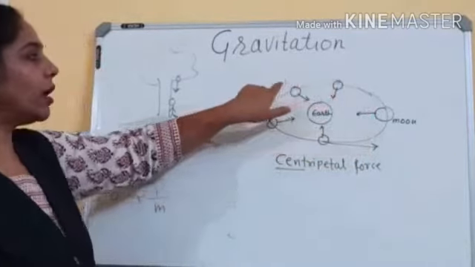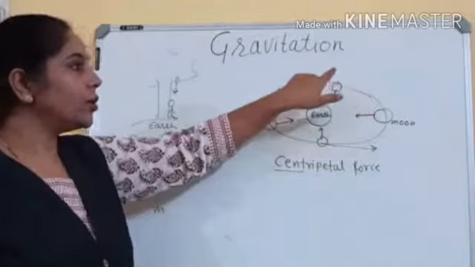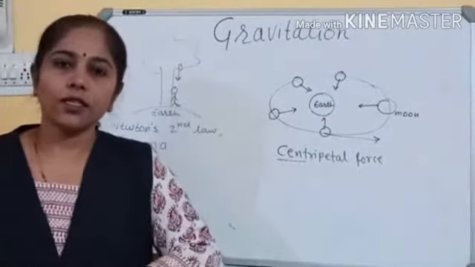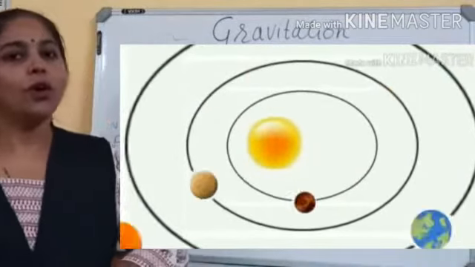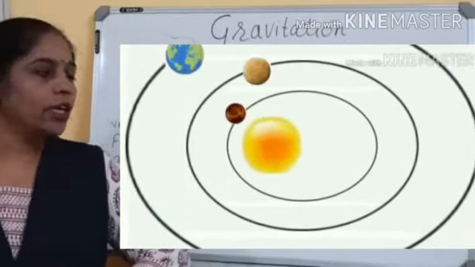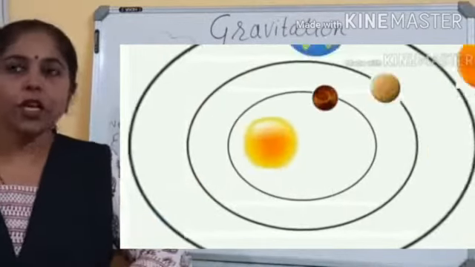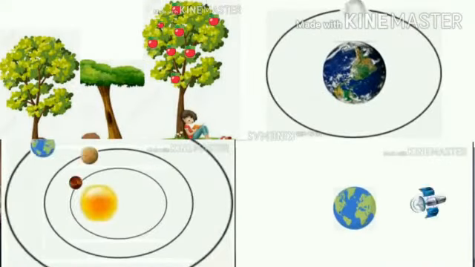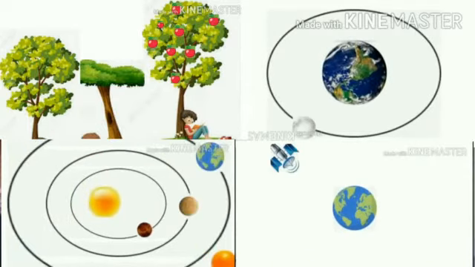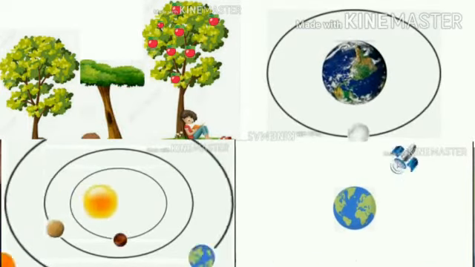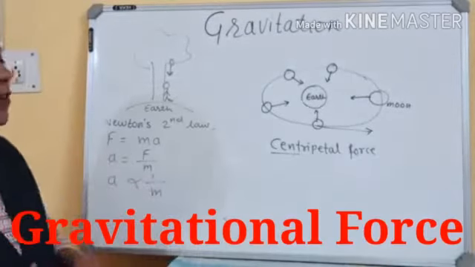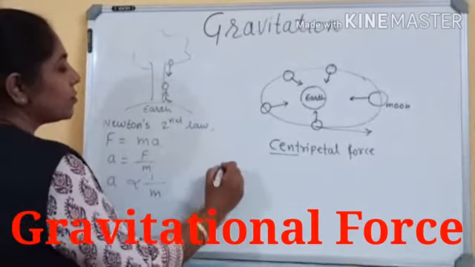The moon is moving around the earth due to the centripetal force. In our solar system, all the planets go around the sun. We can say that there exists a force between the sun and the planets. Newton concluded that not only the apple and the moon, but all the objects in the universe attract each other. This force of attraction between the objects is called gravitational force.